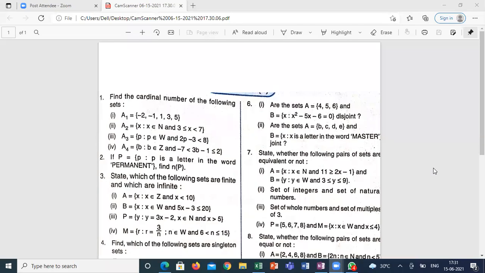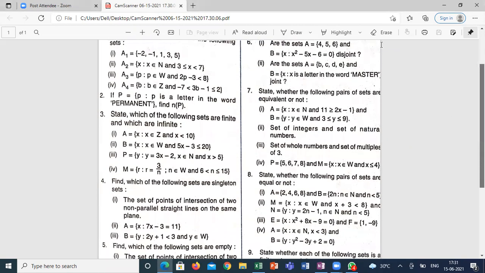Hope you are able to see the screen. Correct? Yes, sir. So, what is the first one? Who is going to give the answer for the first one? There is no calculation here. By knowing the definition, you can answer this. Who is going to give the answer for the first one?